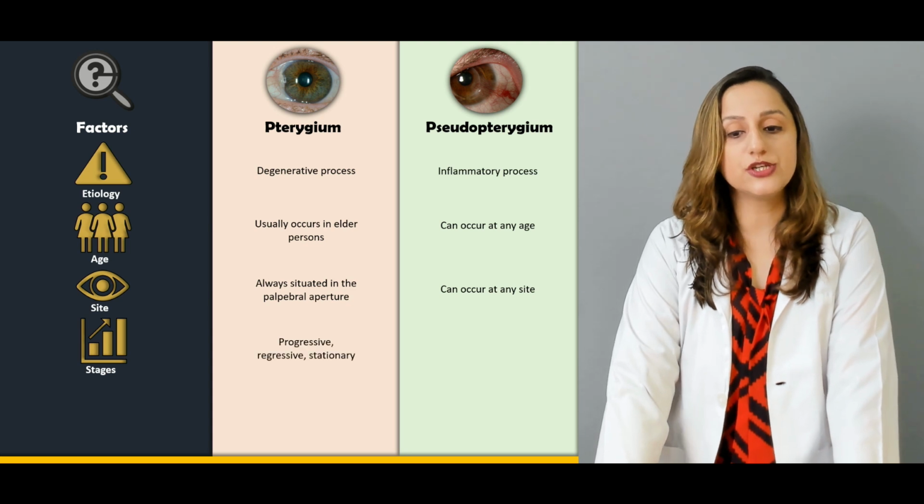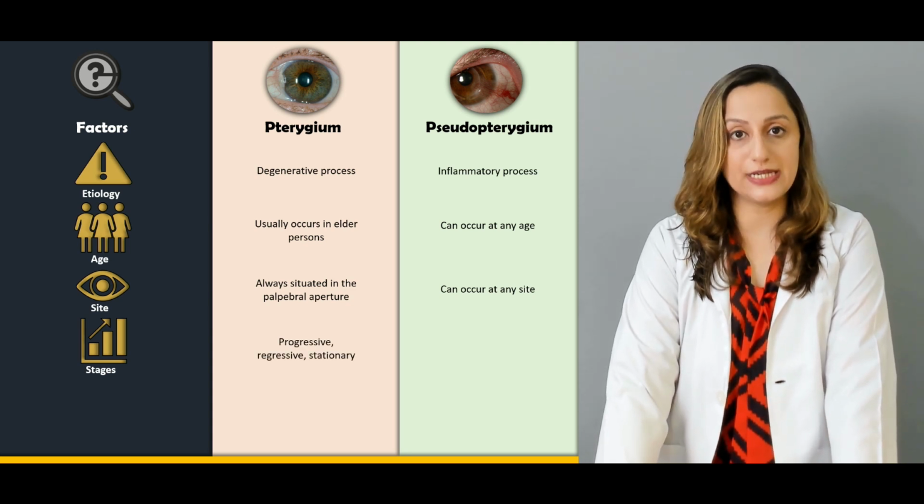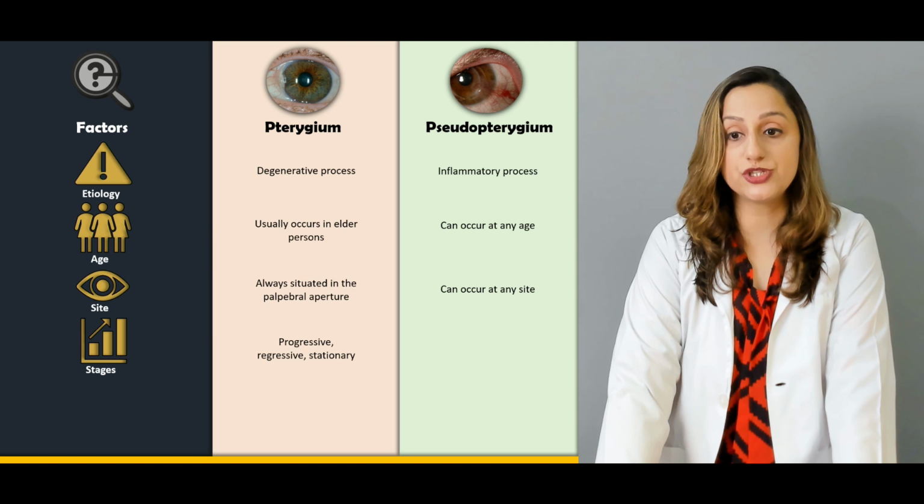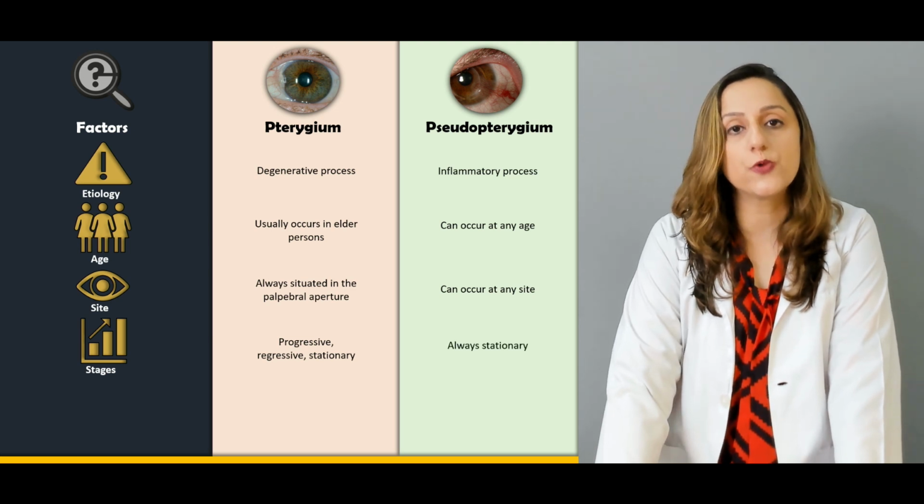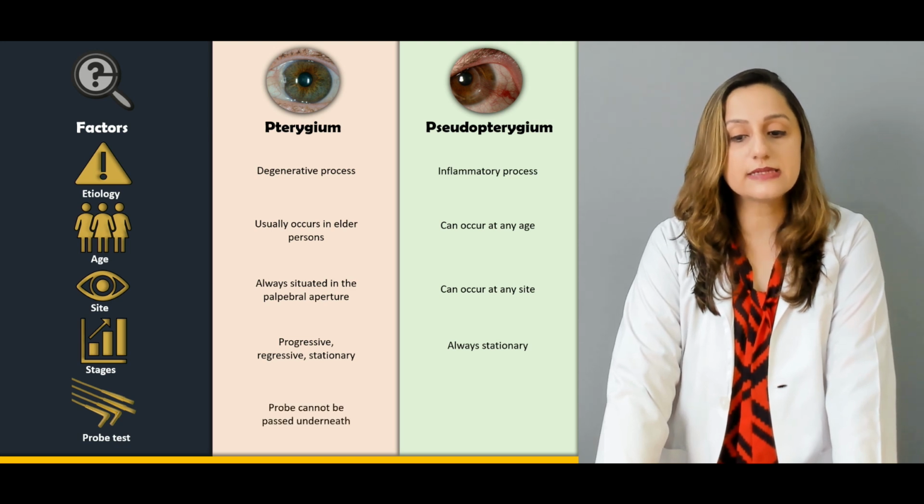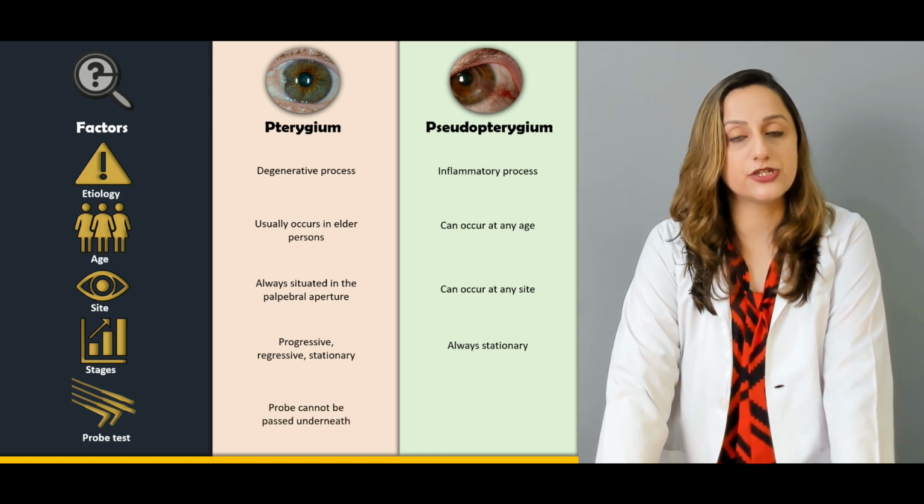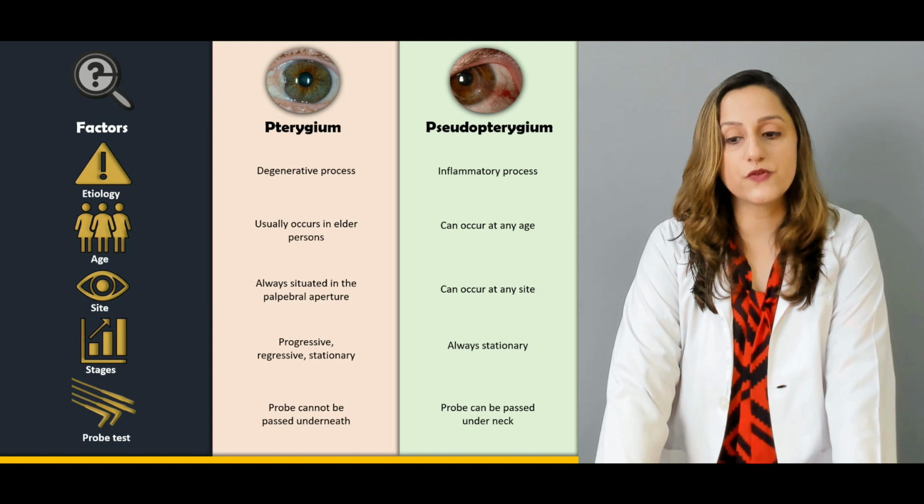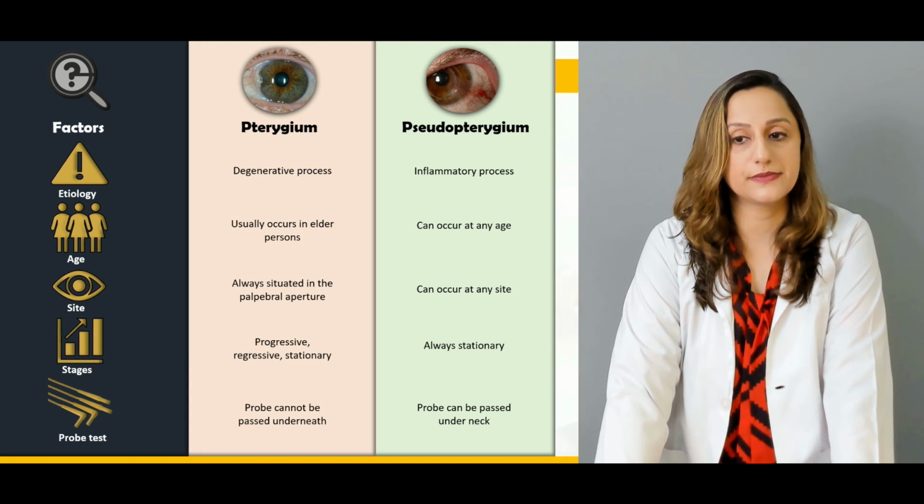The stages are usually progressive, regressive, and stationary when we talk about the pterygium, and in pseudopterygium, it's always a stationary case. The probe cannot be passed underneath a pterygium, and in cases of pseudopterygium, the probe can be passed under the neck.